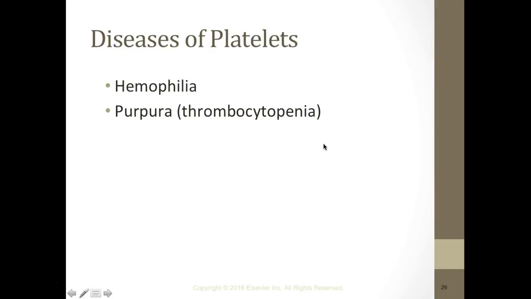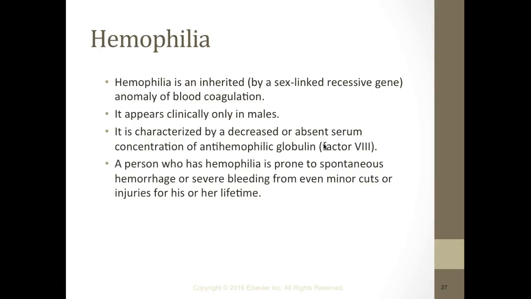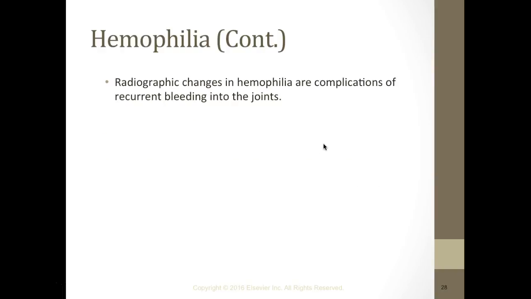Diseases of the platelets. We have hemophilia and purpura, thrombocytopenia. Hemophilia is an inherited anomaly of blood coagulation, caused by a sex-linked recessive gene. It appears clinically in males. It is characterized by decreased or absent serum concentration of antihemophilic globulin, factor 8. A person who has hemophilia is prone to spontaneous hemorrhage or severe bleeding from minor cuts or injuries in their lifetime.